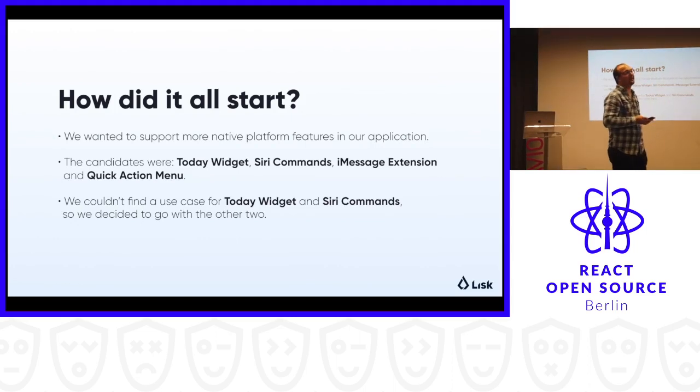Okay. How did it all start? I think at the end of 2018, we had a meeting and we realized that we need to implement more native features, especially in iOS. We came up with 4 different options that are announced by Apple. As you can see here, the first one is Today widget, the second one is Siri command, the third one is iMessage extension, and the fourth one is quick action menu that Apple called 3D touch.